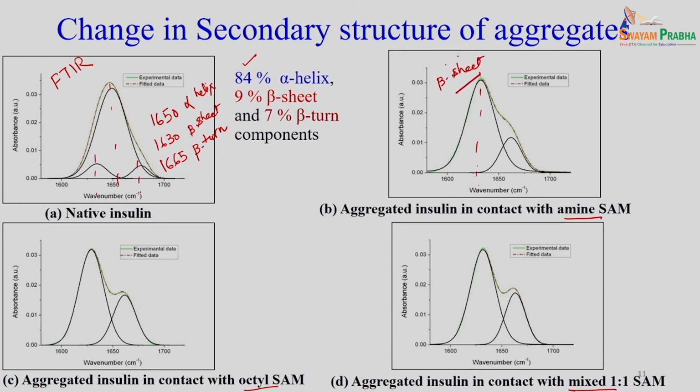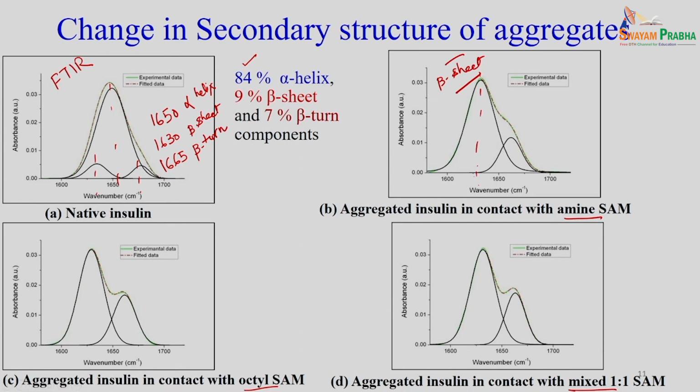So, you can say after the aggregation, the alpha helix is completely converted to the beta sheet. We cannot see any alpha helix peak in all three spectra. And again, if you compare the relative intensity of the beta sheet and beta turn, it again varies on the different surfaces.